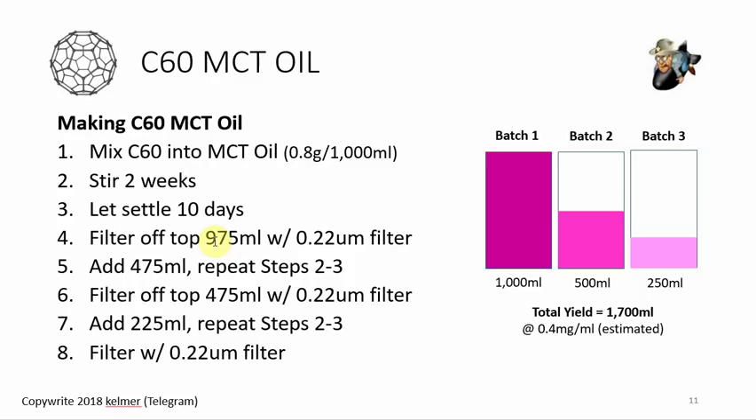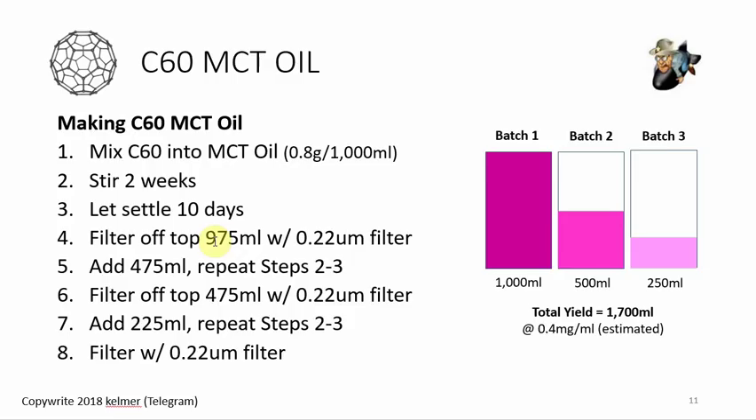And I filter it. Then, with the empty flask that's got the C60 in the bottom, I'll add more oil and repeat steps 2 and 3, which is stir it again, settle it again, pour off the top again, add more oil, stir it, settle it, and then filter it one last time. What I've successfully been able to do, and I've done this twice now and I'm doing it the third time right now, is make 3 separate batches out of one attempt.